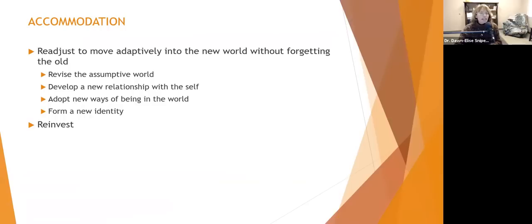Have them revise that assumptive world by embracing the dialectics. Okay, I didn't have the childhood that I, quote, should have had or that I wanted to have. I can choose to stay stuck back there or move forward. Help them develop a new relationship with the self, adopt new ways of being in the world, and form a new identity based on being interpersonally effective, emotionally effective, and worthy of love.